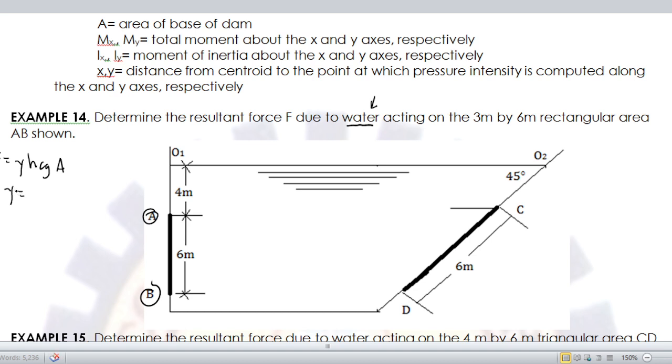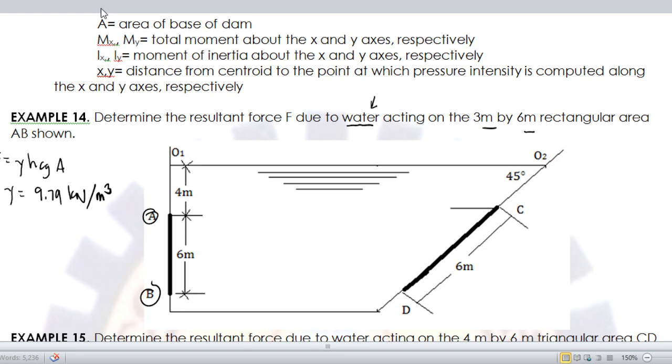in SI unit. Why SI unit? Because our units here are in SI units. So we will be using 9.79 kilonewton per cubic meter. Again, this value is the specific weight of water. Now, how about the HCG? Recall, class, that HCG is the distance from your free surface to your center of gravity.